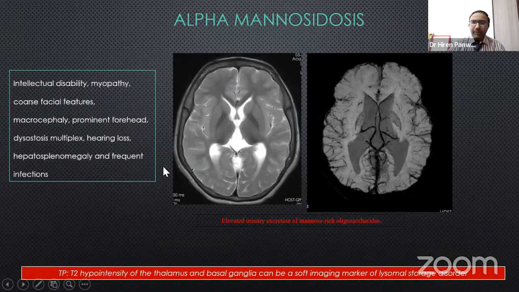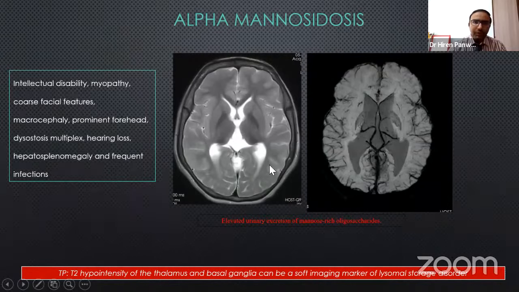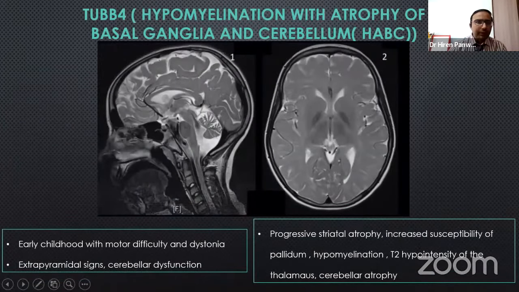So the idea is that when you see this kind of pattern, hypointensity of the thalamus and globus pallidus, they can have a variable amount of hypomyelination also. And you should always consider lysosomal storage disorder as a possibility. This is another interesting thing that we can diagnose on MRI itself, that is the tubulin beta-4A, that is the hypomyelination with atrophy of the basal ganglia and cerebellum.